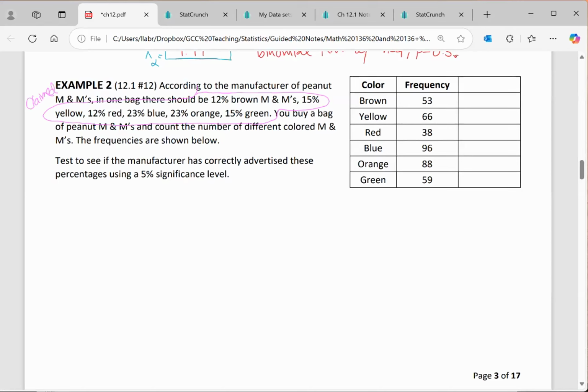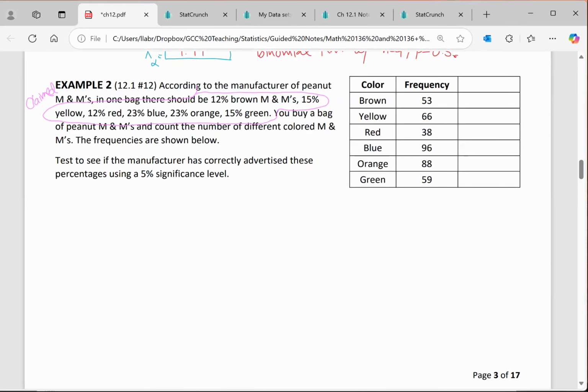So claim distribution. Now you're going to buy a bag of M&Ms and you count the number of different colors of M&Ms, and the frequencies are shown in the table on the right. Test to see if the manufacturer has correctly advertised these percentages using a 5% significance level. So notice we got category 1, brown, category 2, yellow, and categories 3 through 6. So this means that there are 6 different categories here. So K is 6.